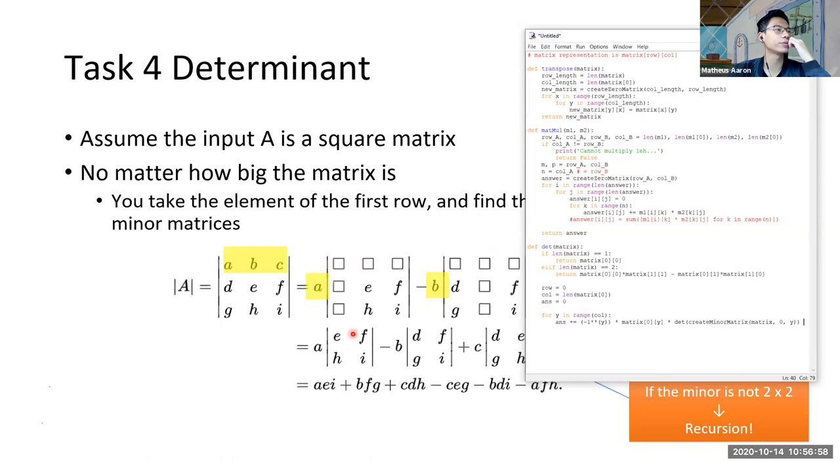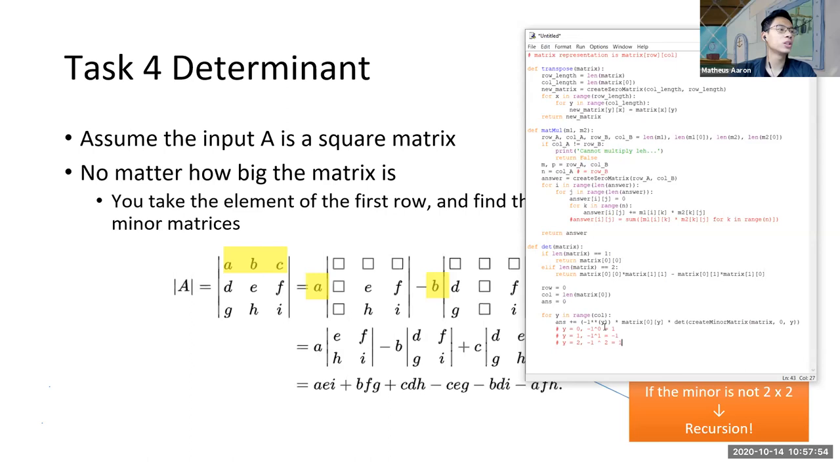And then this part over here will actually determine the sign, whether it's plus or minus. If you can see, it's alternating here. If y is 0, then basically it's minus 1 to the power of 0, which is 1. If y is 1, then minus 1 to the power of 1 is minus 1. If y is 2, then minus 1 to the power of 2 is 1, because minus 1 times minus 1 is 1.